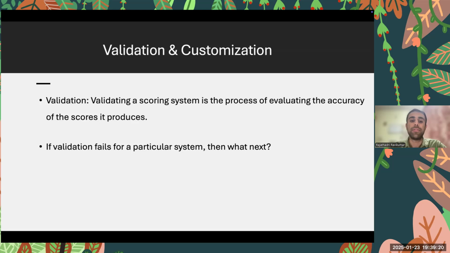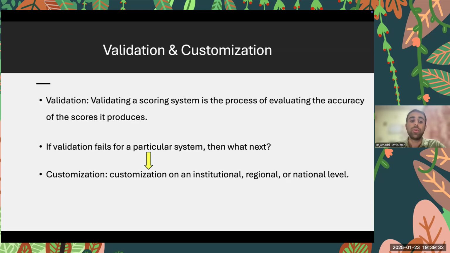Suppose the US people build the Apache score and Europeans want to validate it. They did a study and validation fails. It's not accurate in their population. So what can we do then? We can do something known as customization. Customization can be done at an institutional level, regional level, or national level based on the data of their own patients. Each group of patients can be different.